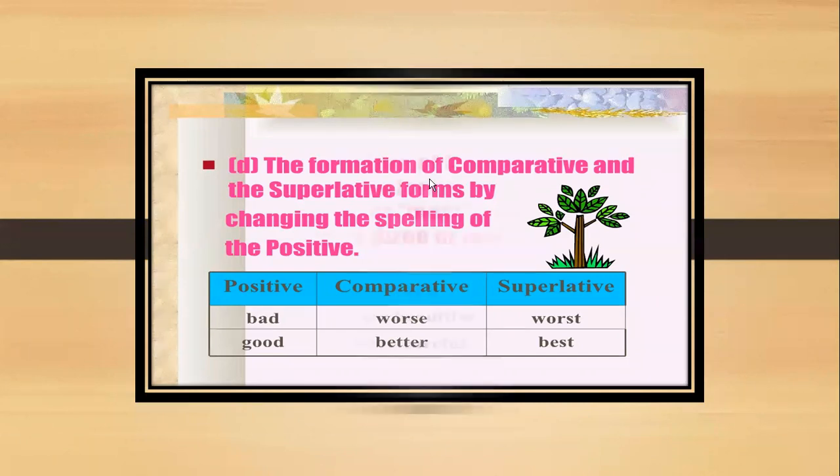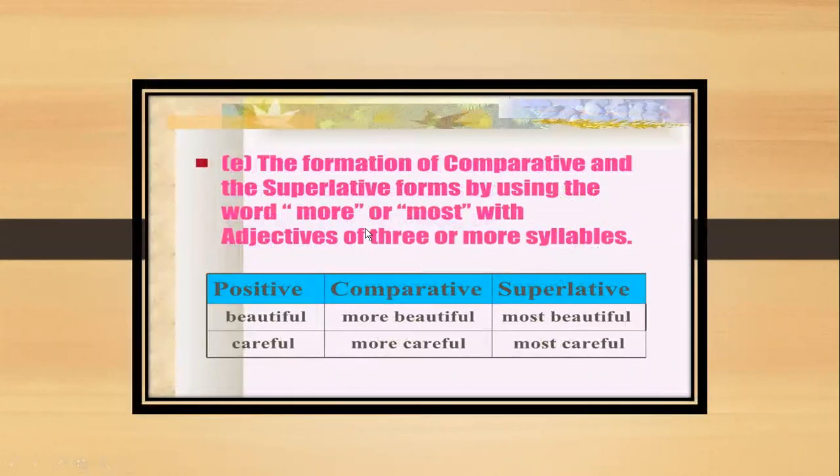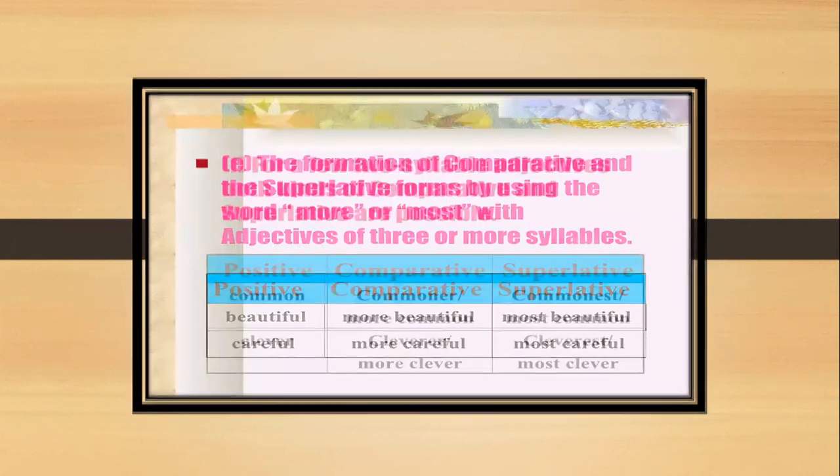Next we have the formation of the comparative and superlative forms using more and most with adjectives of three or more syllables. So beautiful, more beautiful, most beautiful, and careful, more careful, most careful. If you say beautiful, beautifuler, beautifulest, does it have any meaning? No. So instead of this, we can say beautiful, more beautiful, most beautiful, and more careful, most careful. Okay, keep that in your mind.